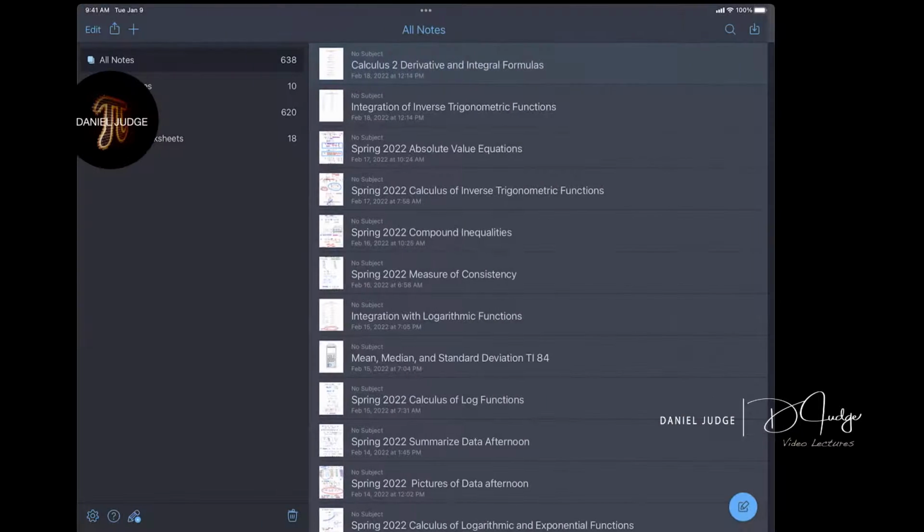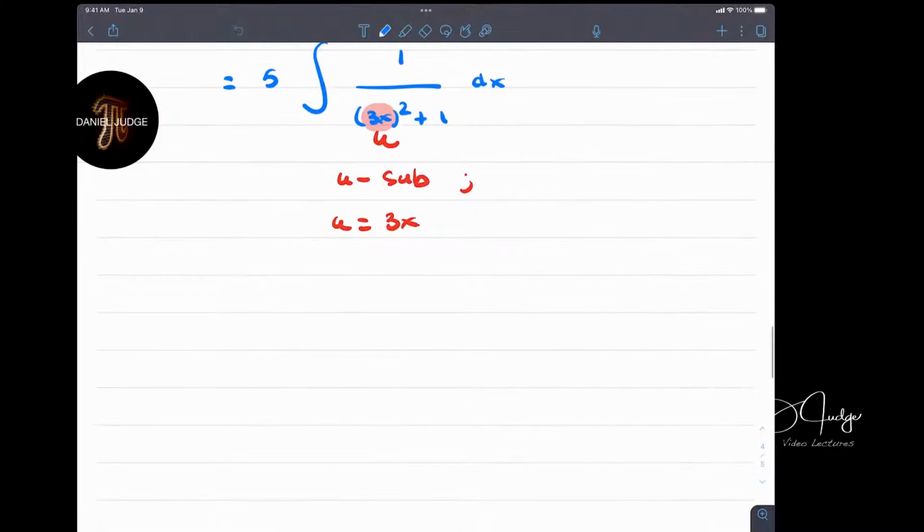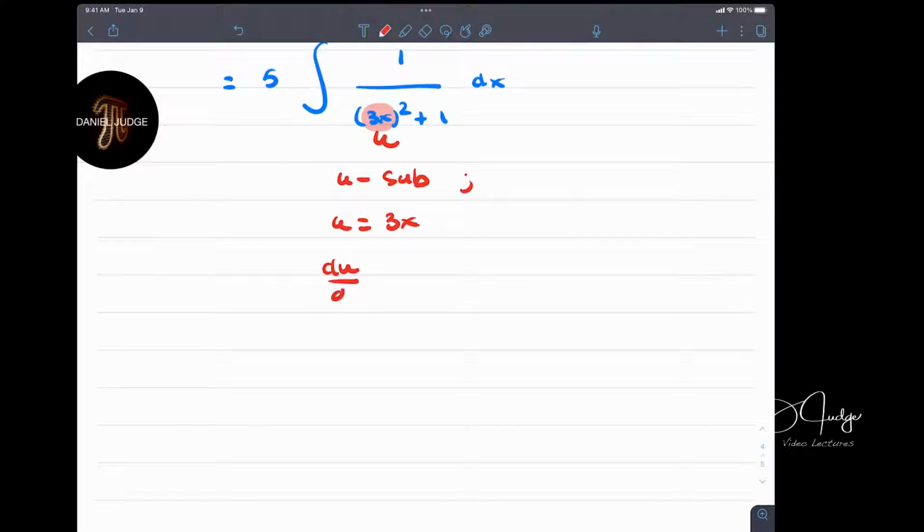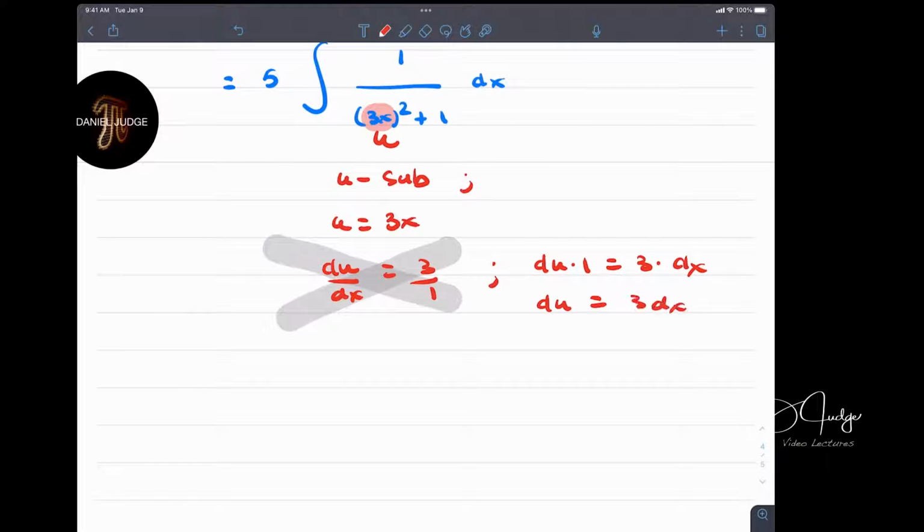Okay, so let's see how that works. Since u is going to be 3x, remember what we need. du/dx will be 3, and it's 3 over 1. But you get to cross multiply. So du times 1 is 3 times dx, and du will be 3 dx. So divide both sides by 3, and you get du over 3 is dx. So dx, this is the u substitution version.